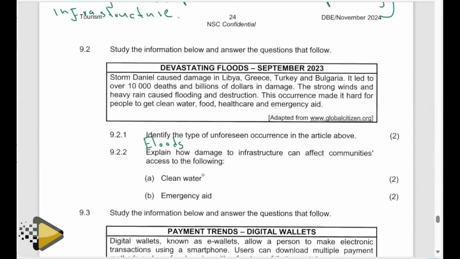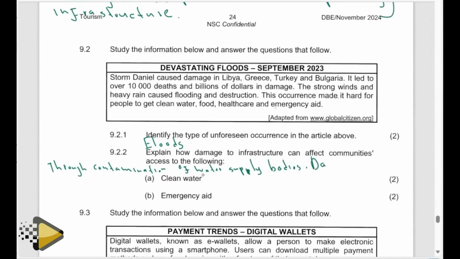Explain how damage to infrastructure can affect communities' access to the following: clean water. So when there's a flood, normally there is contamination of water supply bodies. For example, when sewage ends up finding its way into water supply bodies such as dams.